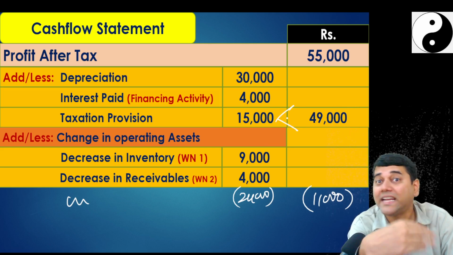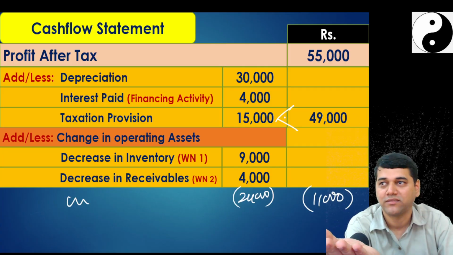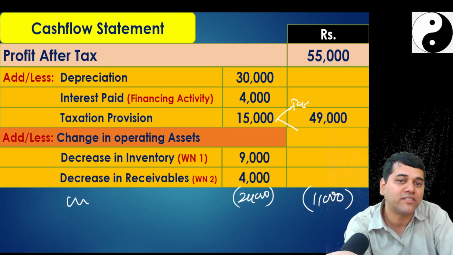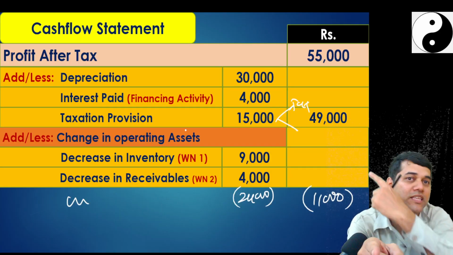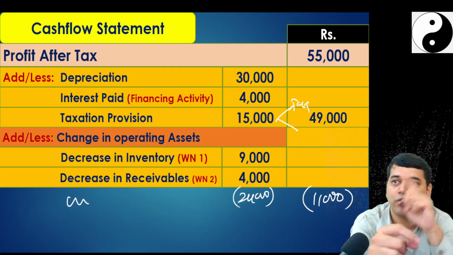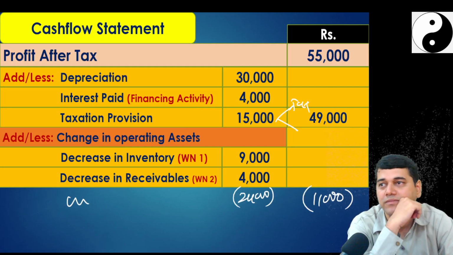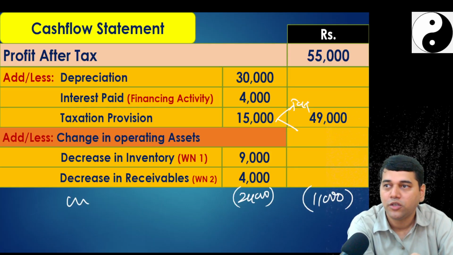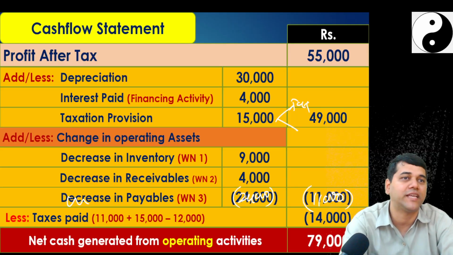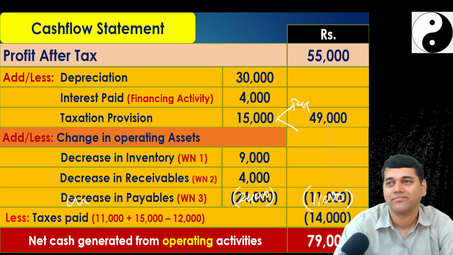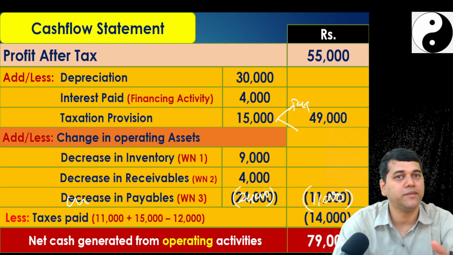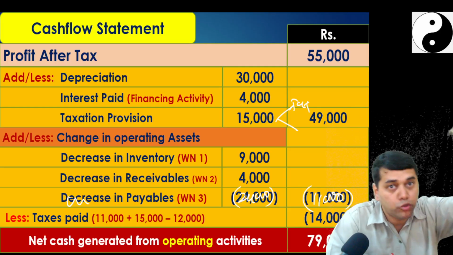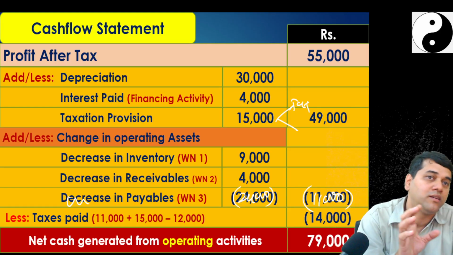Deferred tax will only get added back because it is non-cash. Again, less you don't do. Now, when it comes to the tax component, go and see, is this provision sitting in the balance sheet? Okay, what was the opening provision? 11, add this 15, and what is the closing provision? 12. So, you must have paid 14,000 cash, no? And this concept you learned where? Not in that first problem. In one consolidation problem, you learned this concept.